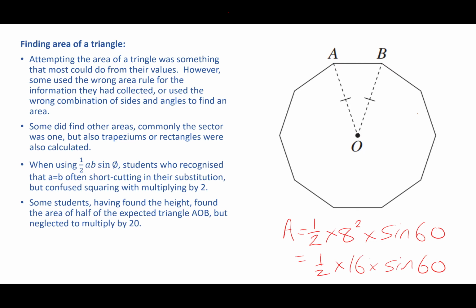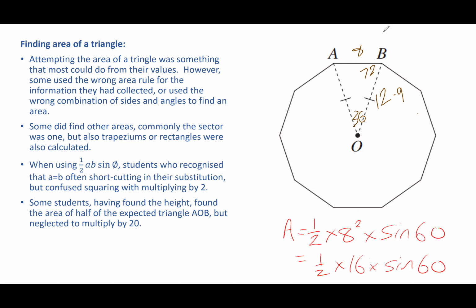So an example of that might be that they had 8 and they had their 12.9 and they had their 72 and 36, but they used the base times height rule with 8 and 12.9, or they might have used the half AB sine C, but used 36 for their sine instead of the 72.